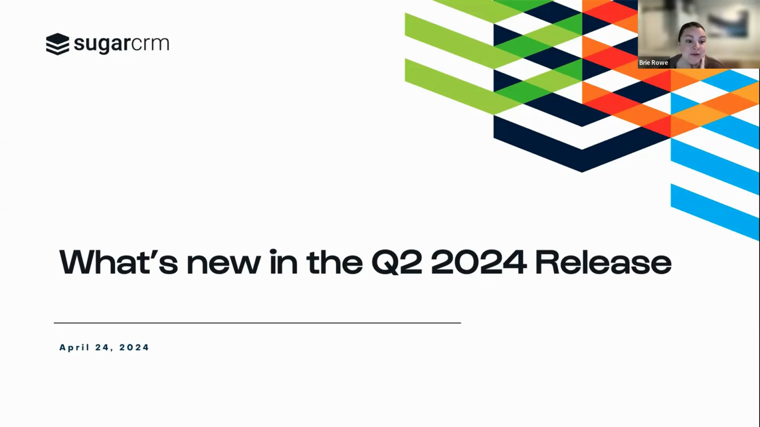This is the What's New in the Q2 2024 release. So we'll be covering what's new in the latest release for Sugar. I will be covering the aspects of the cloud release for Q2 2024. It is also known as the 14.0 release for the cloud products.